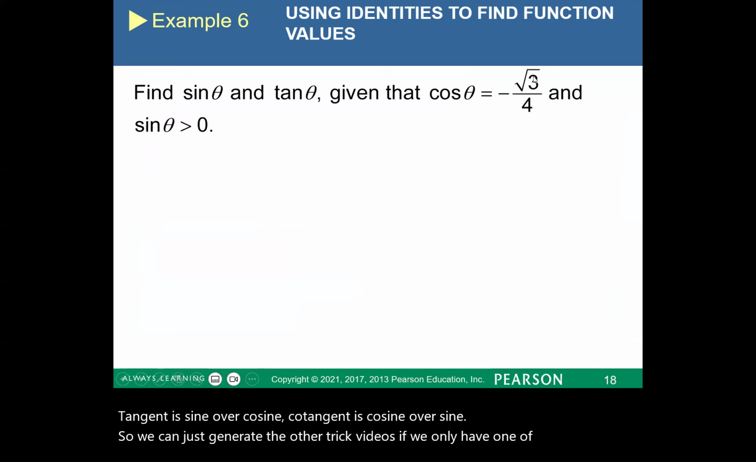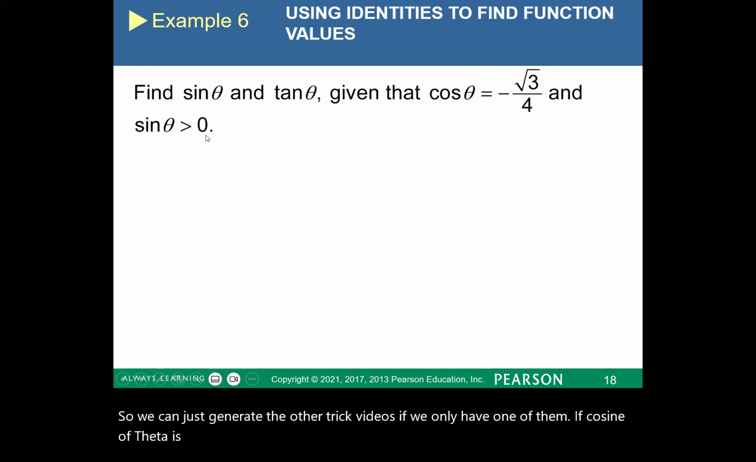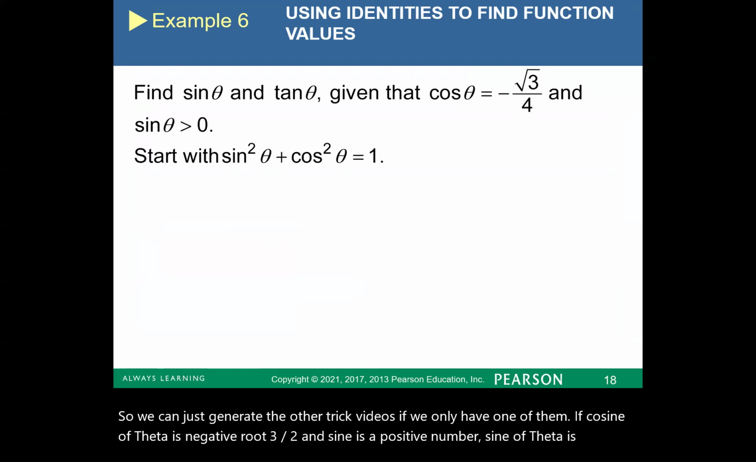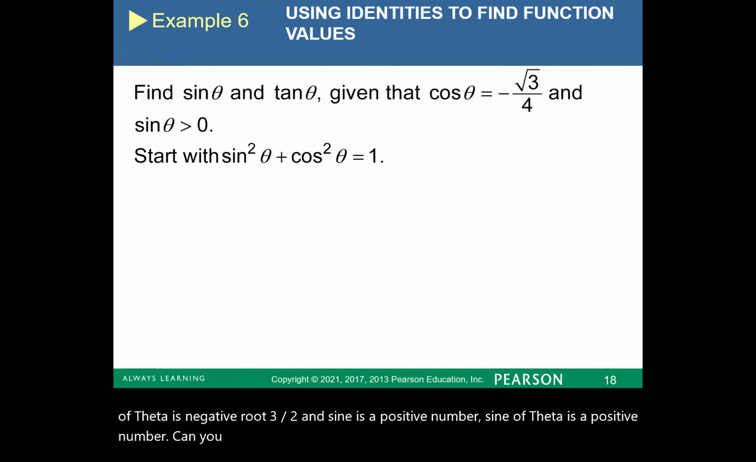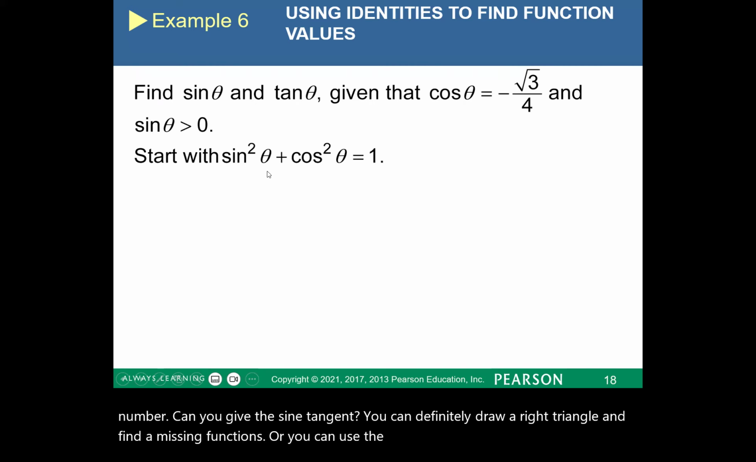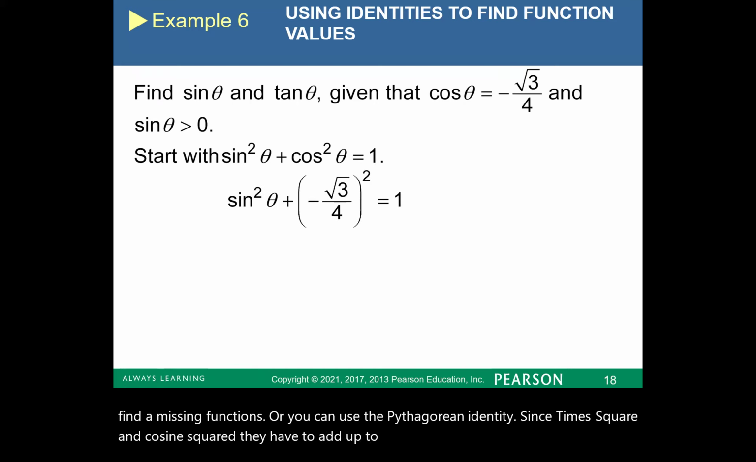If cosine of theta is negative root 3 over 2 and sine of theta is a positive number, can you give the sine and tangent? You can definitely draw a right triangle and find the missing functions, or you can use the Pythagorean identity. Since sine squared and cosine squared have to add up to 1, you can plug in negative root 3 over 4 for cosine of theta.